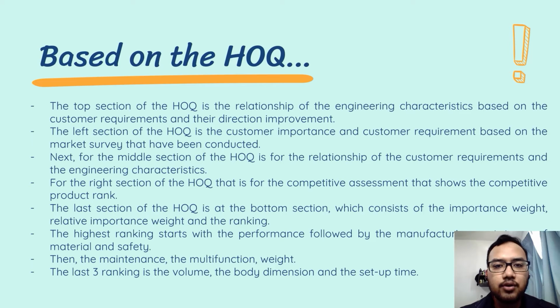Next is the middle section, for the relationship between the customer requirements and engineering characteristics. Next is the right section, for the competitive assessment, and the last section of the HOQ is the bottom section, which consists of important weight, relative important weight, and the ranking. The highest ranking is the performance, followed by the manufacturing cost.